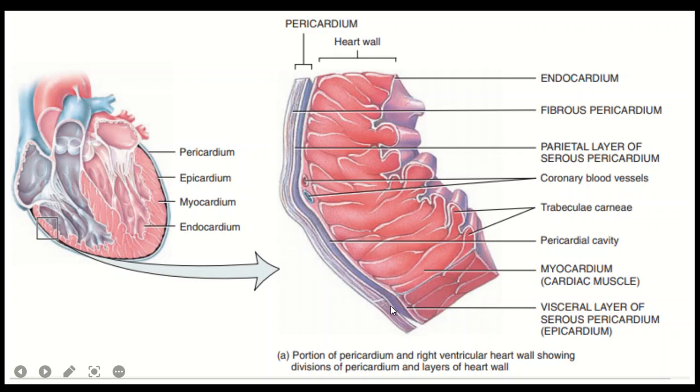It is made up of fibrous connective tissue. As you can see, it is like fibers of connective tissue. And then this is the epicardium or the visceral pericardium. And between the visceral pericardium and the pericardium is the pericardial cavity, where there is a serous fluid that prevents friction. This is the myocardium, the large portion. And this is the endocardium, which is the inner covering of the heart.